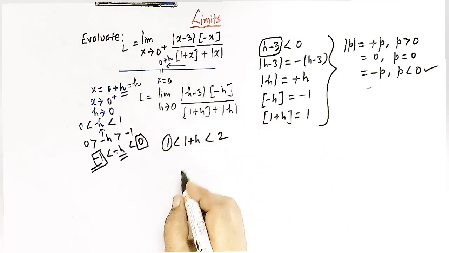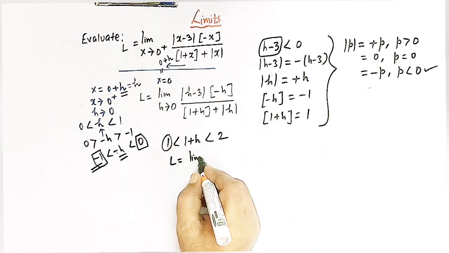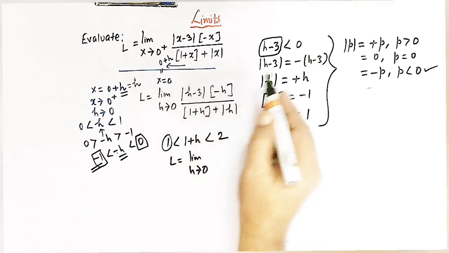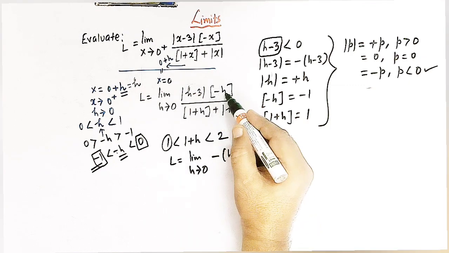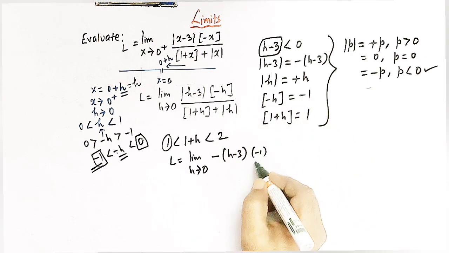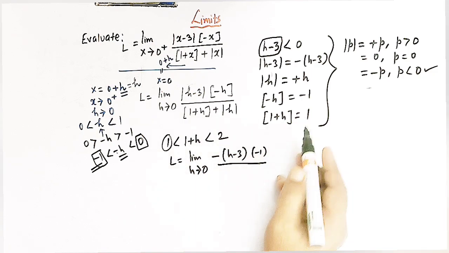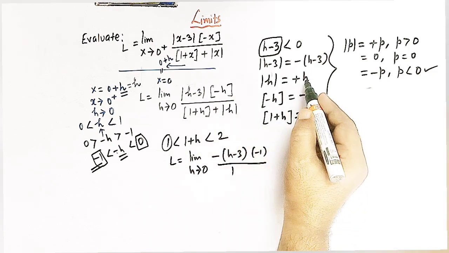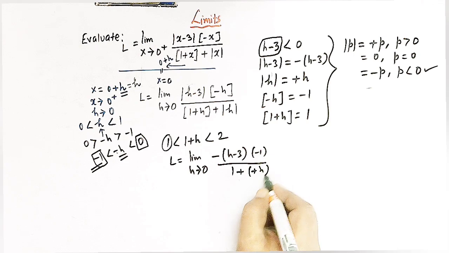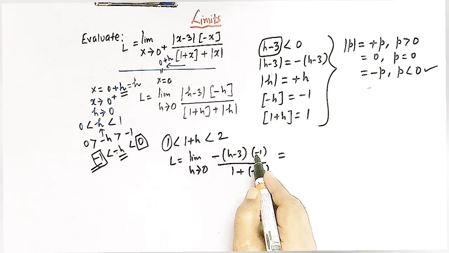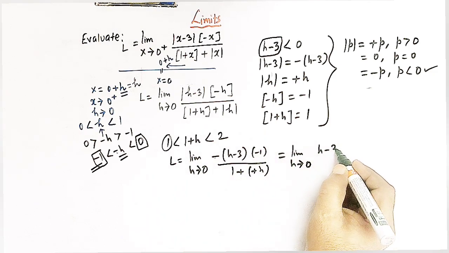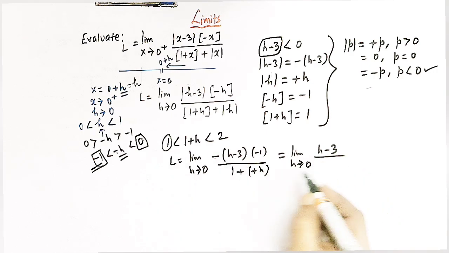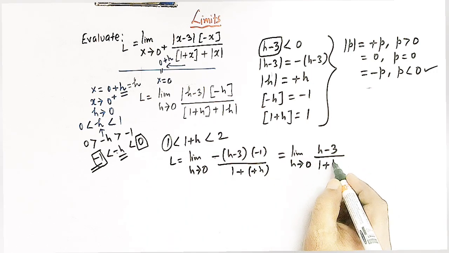expressions over here, the limit L is now given by limit h tends to 0. Mod of h minus 3 is the negative of h minus 3, and then greatest integer of minus h is minus 1, and here greatest integer of 1 plus h is 1, and mod of h is positive h. So now this negative and this negative, when multiplied, become positive. So we have limit h tends to 0, and we have simply h minus 3, and here we have in the denominator 1 plus h.